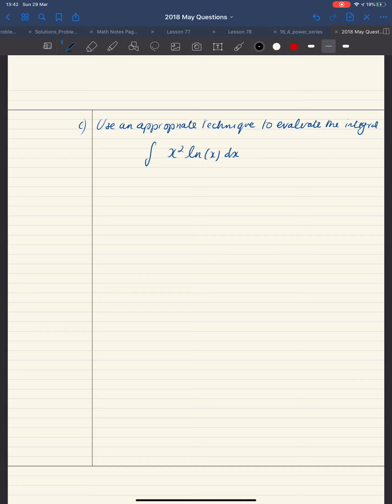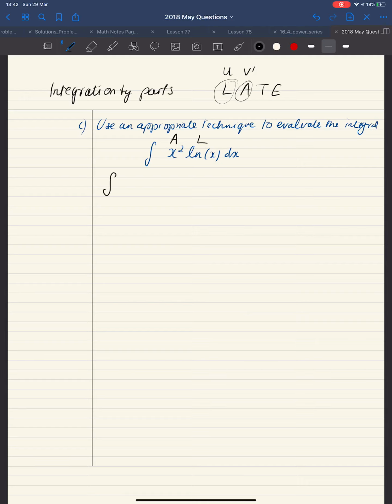Okay, part C. Use an appropriate technique to evaluate the integral of x squared ln x dx. So we've got an L, a log, and an A, an algebra. If you remember, this is going to be integration by parts. And we've got an L and an A. So the L is the u and the v dashed is the A.